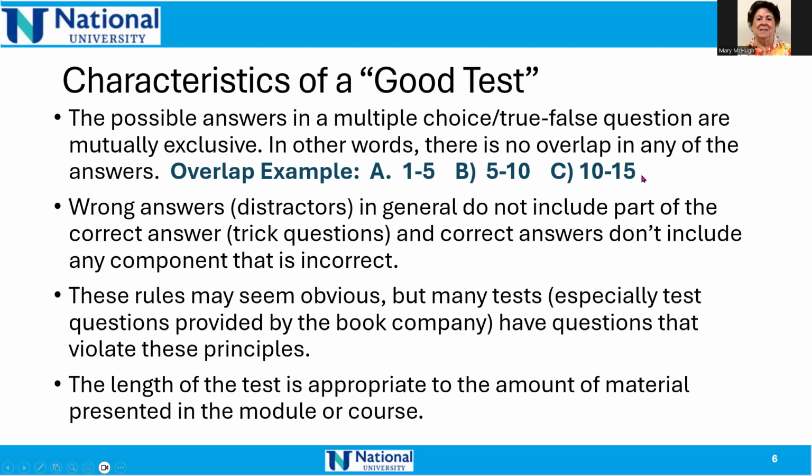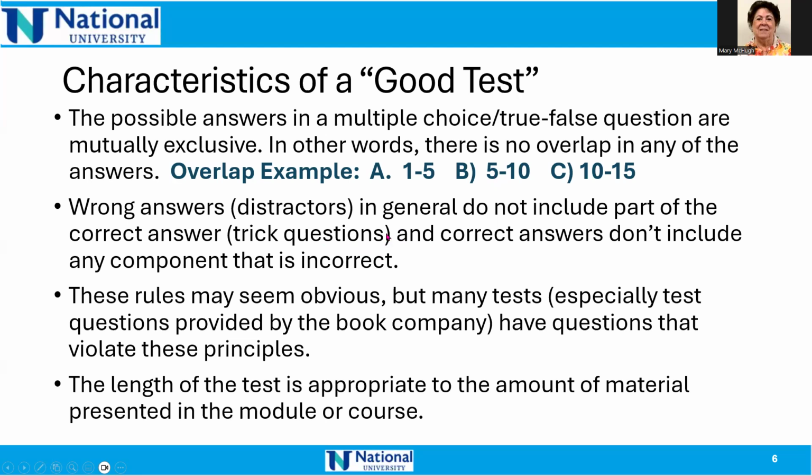So you need to make sure you do not have overlap amongst the questions, so that 2 or more answers may all be correct, or 2 or more distractors may be correct simply because they had overlapping numbers. So wrong answers, our distractors, in general do not include part of the correct answer. We do not look for trick questions. And correct answers don't include any component that's incorrect, because, by the way, that makes the whole answer incorrect.